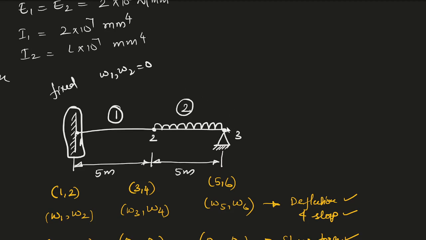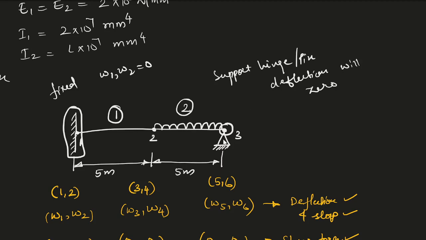And in the third node we have some support. We have a hinge support, or a pin support. So for the pin support or hinge support, the deflection will be 0.